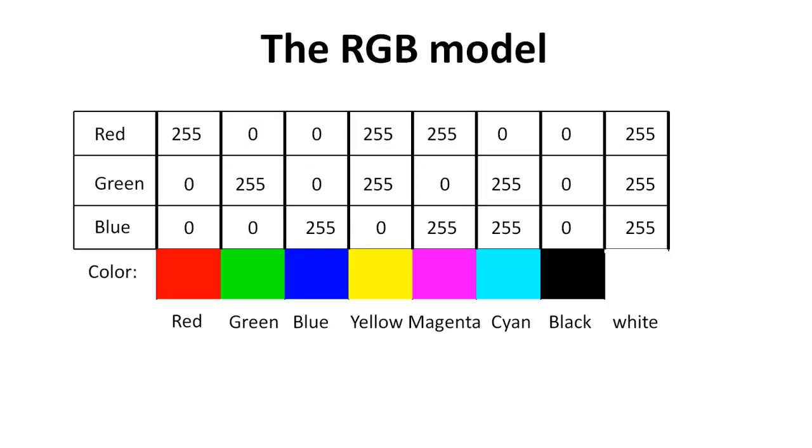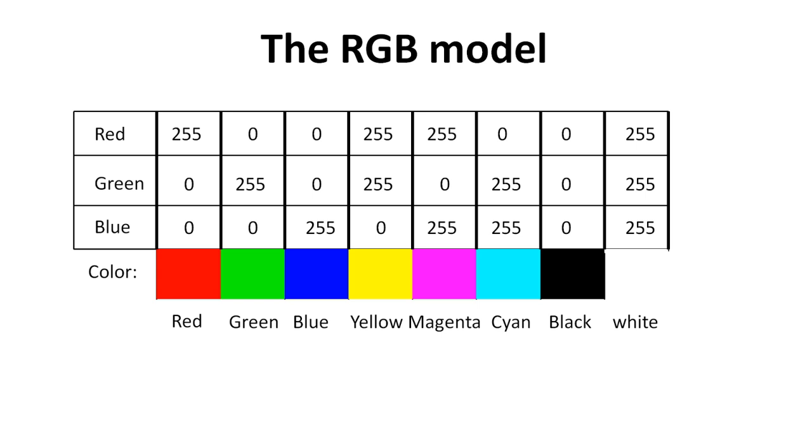This table shows some basic combinations of full intensity and zero intensity of all three colors. Combining red, green, and blue light at full intensity produces white light, while a combination of zero intensity of all three colors results in black.